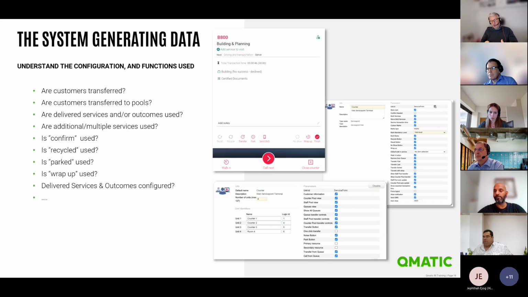There's nothing wrong with either of those two methodologies, but you do see differences in data, because in the use-confirm scenario you see walking times, because then you start measuring how long it takes for a customer to walk from the waiting area to a desk. So that's why I look at those things. Do they use those kinds of functions? Because those functions also have an effect on what data you see and what data you can analyze, etc.